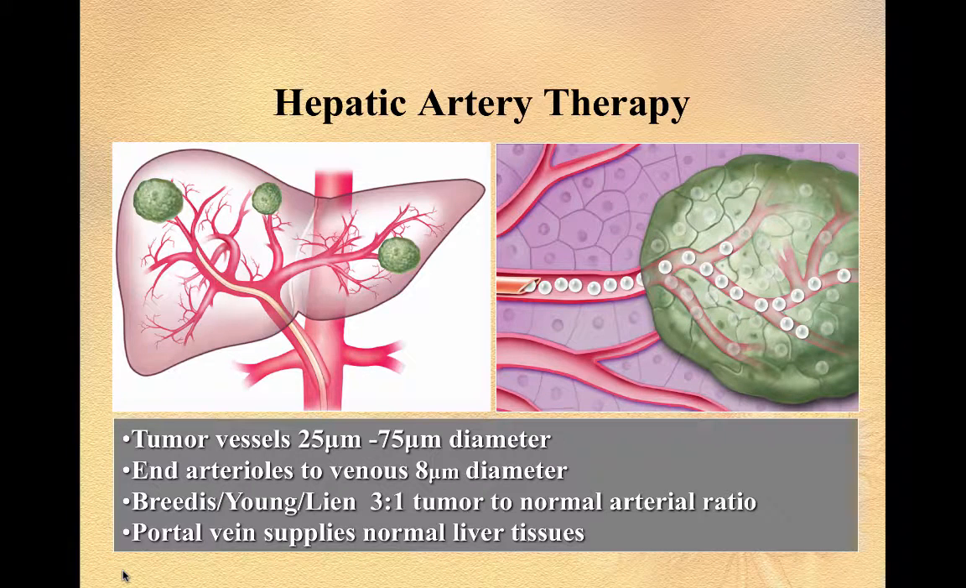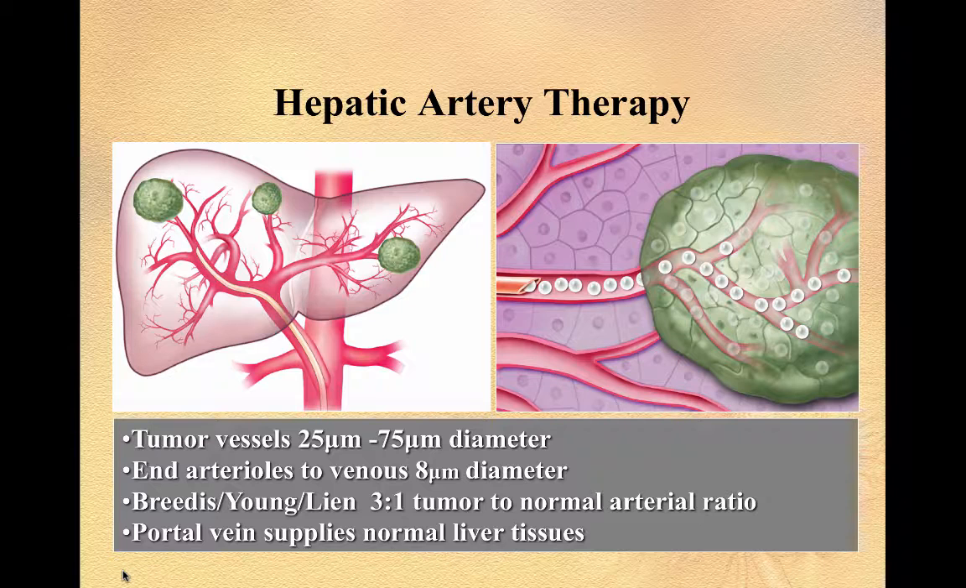Hepatic artery therapy. We know that in general, with tumors, a colorectal cancer in the liver, there are 3 times more arteries that go to the tumor than the normal liver tissue. So it's going to steal these beads, or whatever we give, into the tumor. The liver is supplied by a portal vein and hepatic artery. We've known for years that we can block off the hepatic artery entirely and the liver still survives.